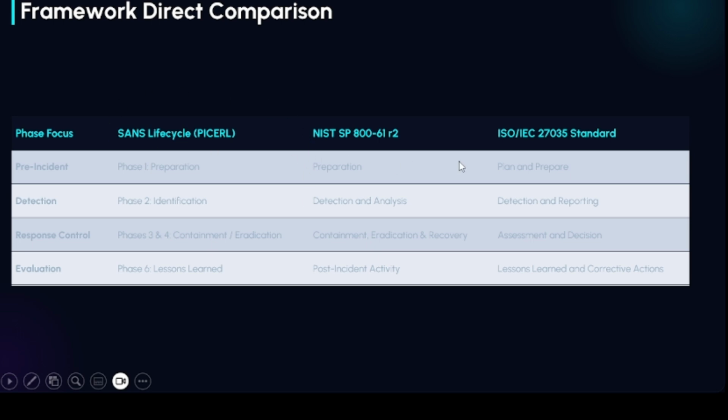Now, there are different frameworks, like I mentioned back at the beginning of this video. So you have SANS, which is PICERL. You have NIST, the 800 series, and you have ISO, which also has a standard for this. And you can tell by looking at this, basically just the names change, and some phases are combined differently. So you need to be aware of all three of these if you're taking a certification test.